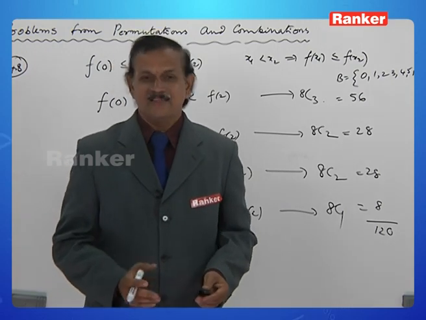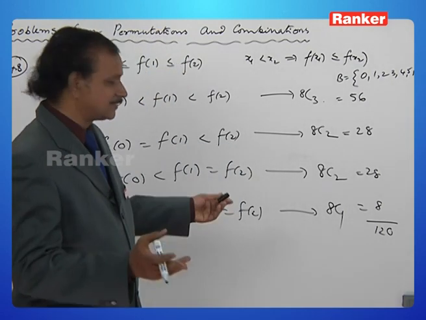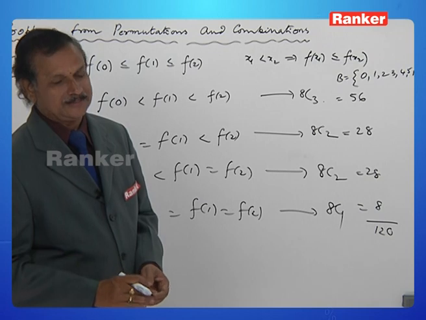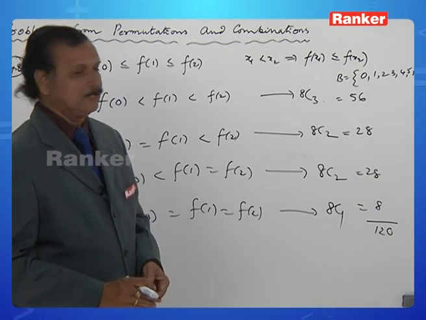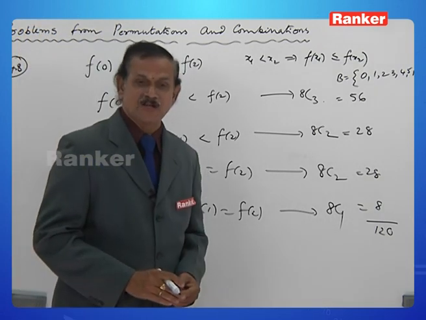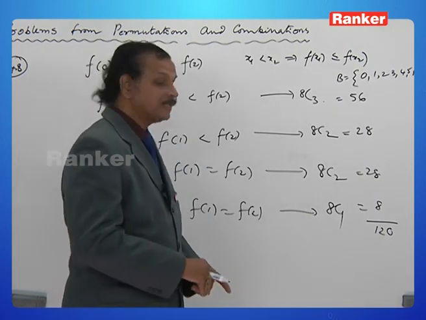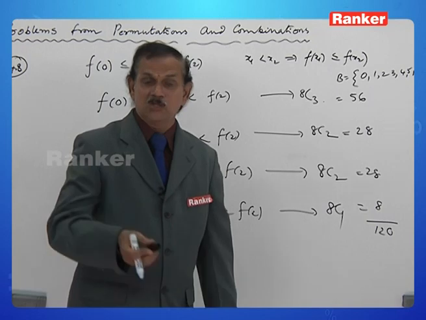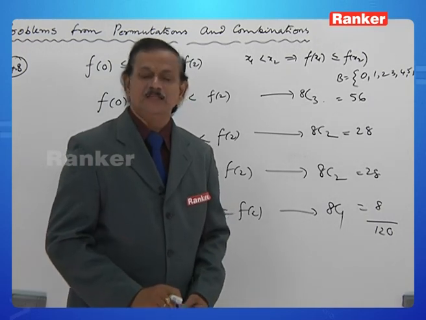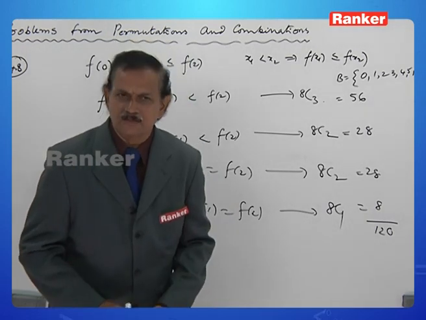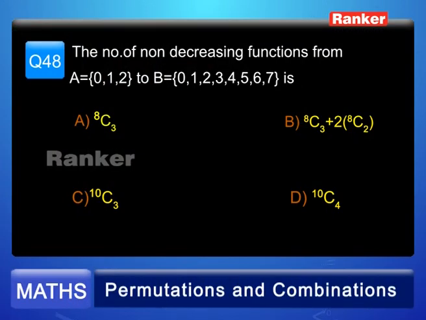But you see, the third option 10C3 is just nothing but equal to 120. That you must be able to recognize. Therefore, the right option is option C, and the correct answer is 120, which is equal to 10C3.